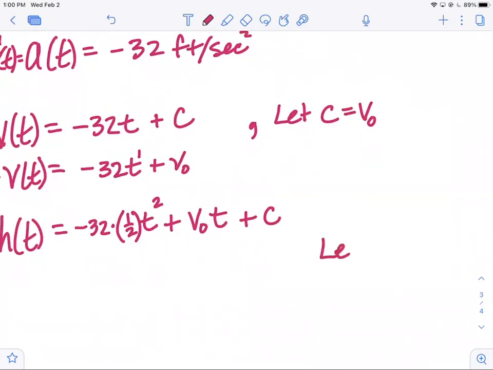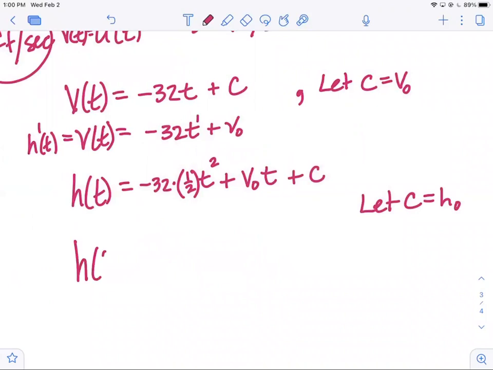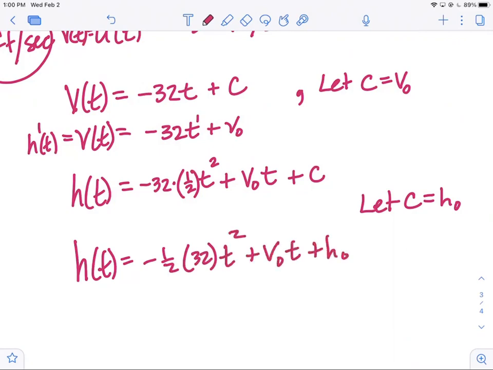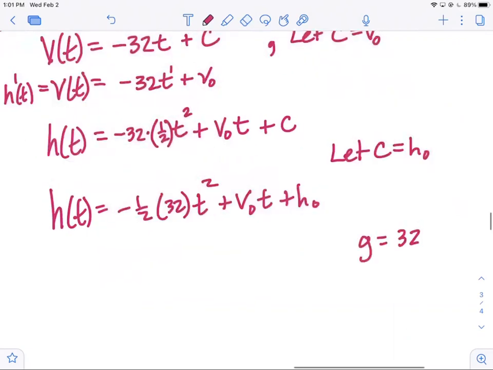Now, I'm going to say let c equal h sub o. This becomes then negative 32, or I'll bring the 1/2 in front. I'm going to call this negative 1/2 times 32, instead of calling it negative 16, t squared plus v sub o t plus h sub o. And now little g is nothing more than 32, right? Feet per second squared. It's also about 9.8 meters per second squared.